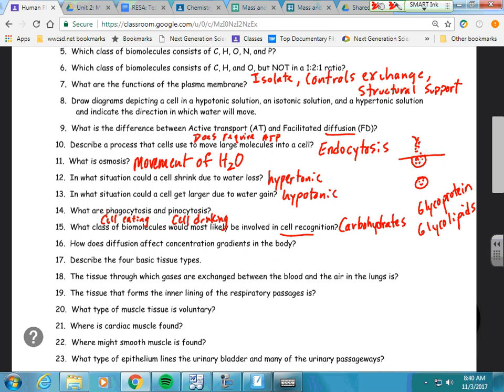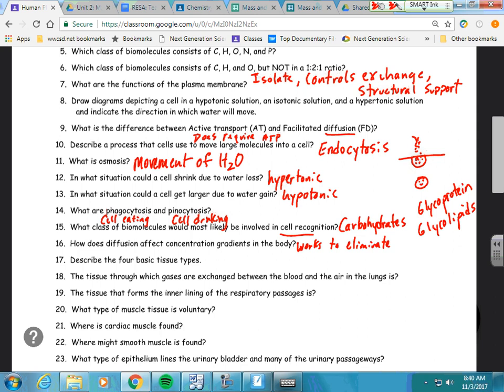Number 16, how does diffusion affect concentration gradients in the body? It actually works to eliminate them. Doesn't always eliminate them, but it works toward that purpose if you think about it. Because if we have a high concentration in one area and a low concentration in another, and things are moving from high concentration to low, what's going to happen to the concentrations? Eventually, they're going to even out. The concentration gradient is the difference between the higher concentration and the lower concentration.